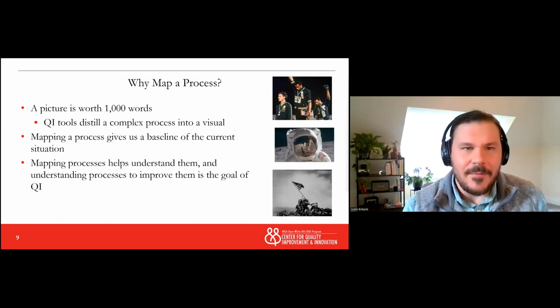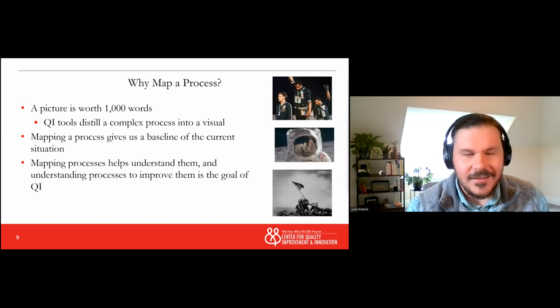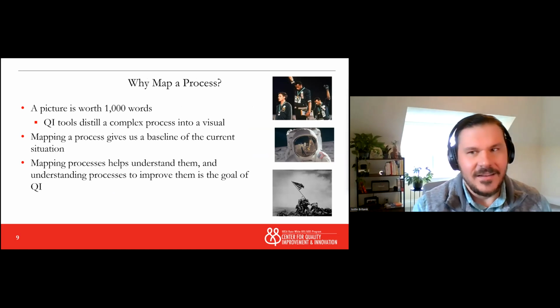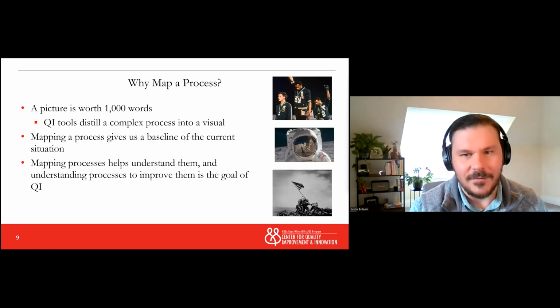So why do we map a process? Well, a picture is worth 1,000 words. On the right-hand side of this slide, I have some royalty-free photos of defining moments. Just taking a look at them, would someone mind taking themselves off mute or putting in the chat what you can see from this photo? Just what words come to mind? What is being conveyed? Pick one that speaks to you.